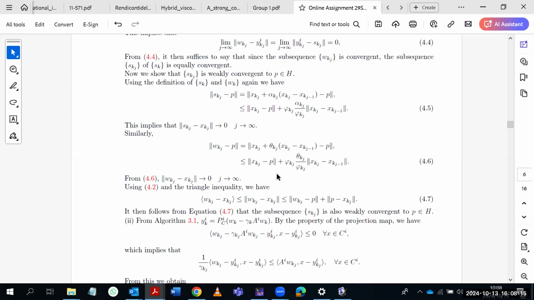So now we show that skj is weakly convergent to P in H, up until P in H. Conclusion. So we have to go and check again. Why do we need that? Of what essence? And 2, I think we can go to 2. I'll try that with 2 now.